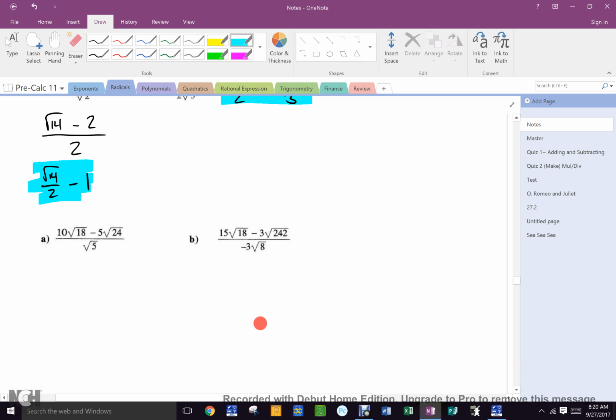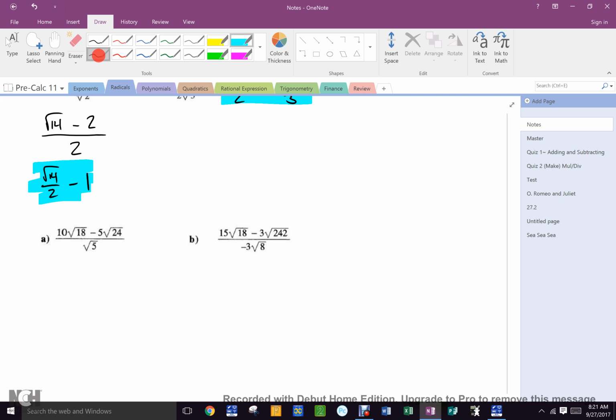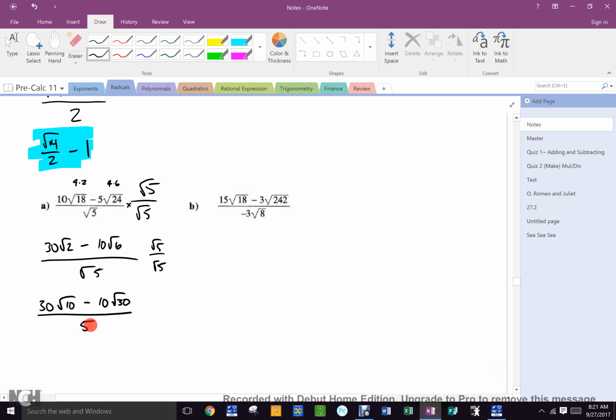Okay. And these two, it's just same thing. Except when you multiply by root 5 over root 5, you get big numbers here, right? So what should you do first? Simplify, because that's 9 times 2, and that's 4 times 6. So that's 30 root 2 minus 10 root 6, all over root 5. And then you rationalize your denominator to get 30 root 10 minus 10 root 30 over 5. Then, because 10 and 30 are stuck, you just deal with all these. 6 root 10 minus 2 root 30.